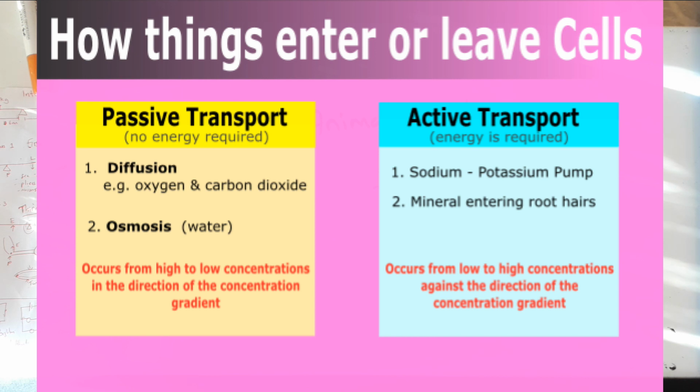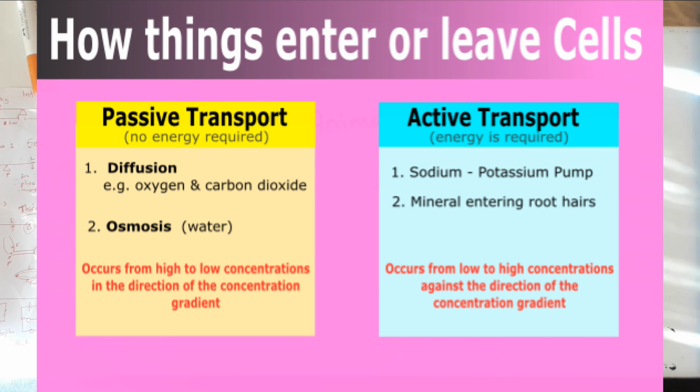Honestly, in the syllabus, you don't have to describe it. They might just put it as an A, B, C, or D choice, and which one of these is an active transport in cells. So the sodium-potassium pump is one of them. And another example of active transport in biology is how minerals enter or leave the root hairs of a plant.